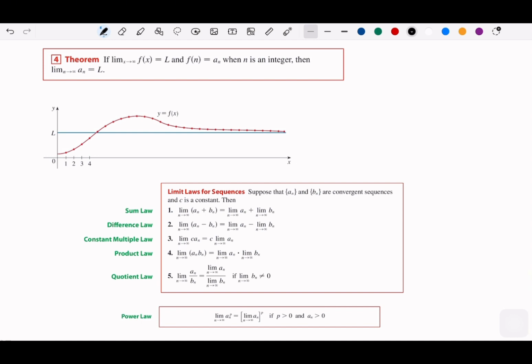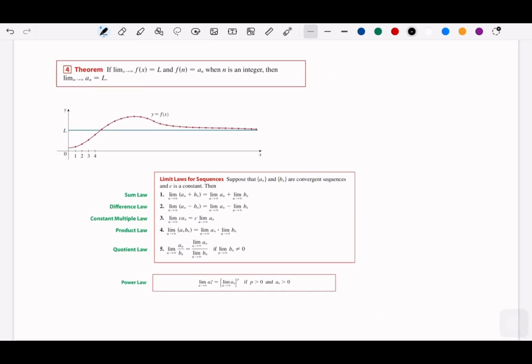So if we take the power, we can take this sequence and then take the limit inside. Practically the same limit laws. Nothing really new. So we can just review, and you can review your calculus 1 limit notes.